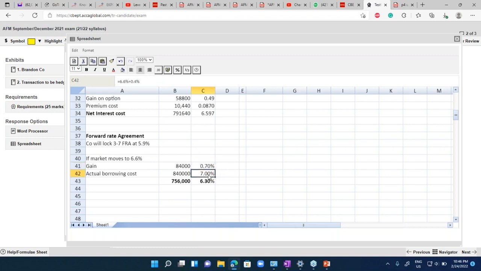Actual borrowing cost is 7% because now the interest rate is 6.6 plus 0.4 is the actual spread. So actual interest cost is 7%, your benefit is 0.7, net cost will be 6.3. And I convert that amount into an absolute amount by multiplying with the loan amount and taking the month portion.